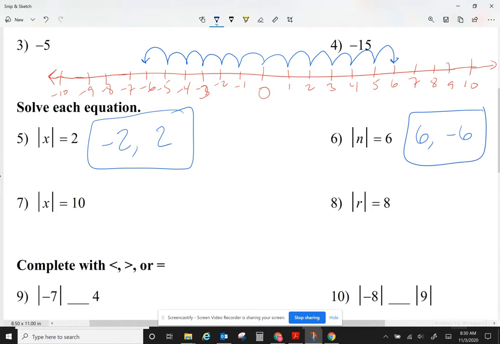Now for question number 5, I wrote the negative first. For number 6, I wrote the positive first, just to show you that it doesn't matter. Just write the two numbers. It doesn't matter whether you write the positive or the negative first.